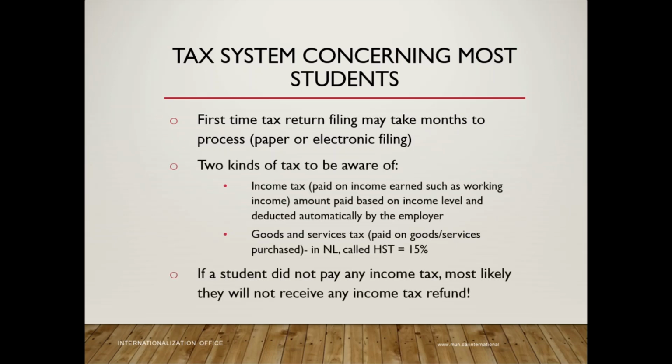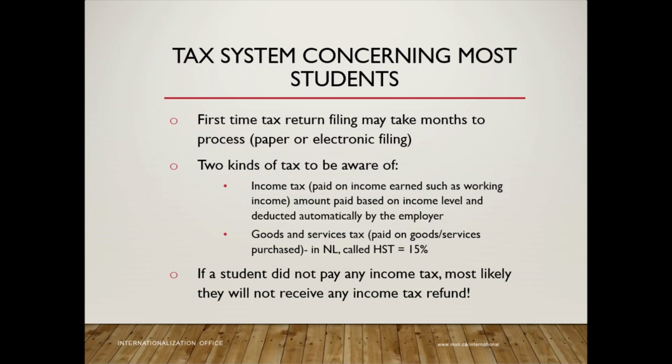There are two basic kinds of tax which as international students we should be aware of. First is income tax, which is paid on income earned such as working income, meaning the amount paid based on income level, and which is deducted automatically by the employer. So an example here is if you work at any retail store like Walmart or Staples, and if you have your pay stub, in each pay stub you will see the net pay, the gross pay, and you will also see income tax deducted. So this is the income tax which we are talking about currently.